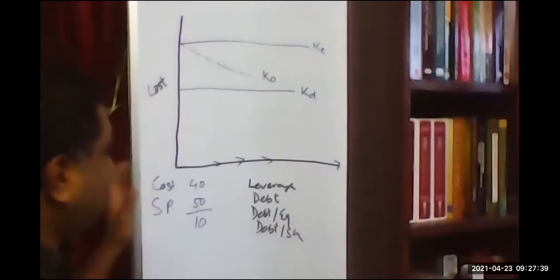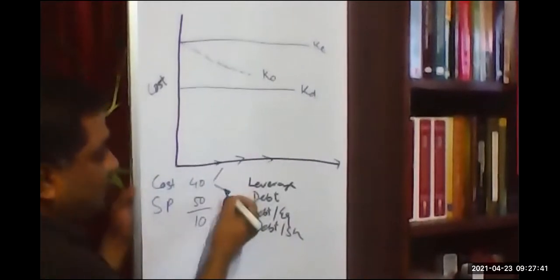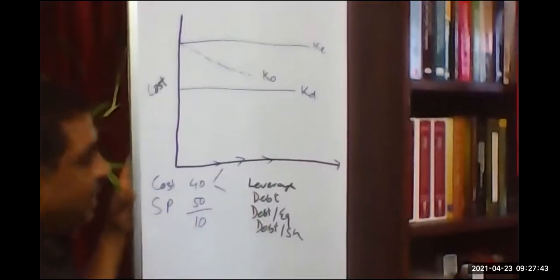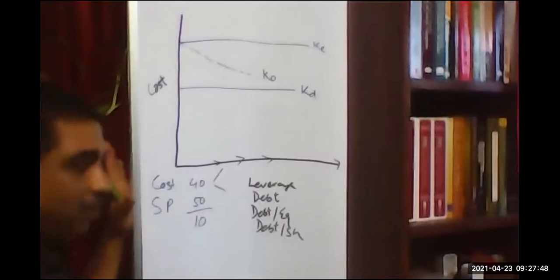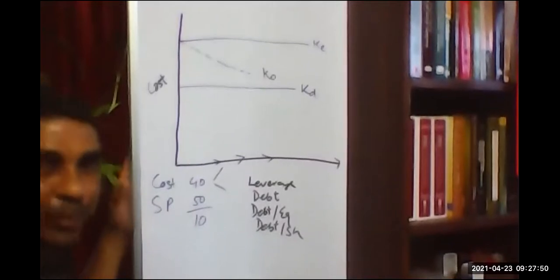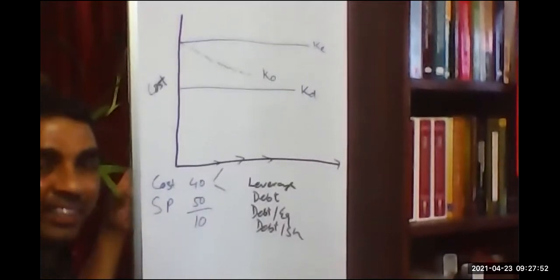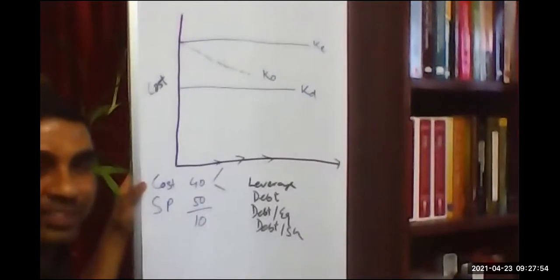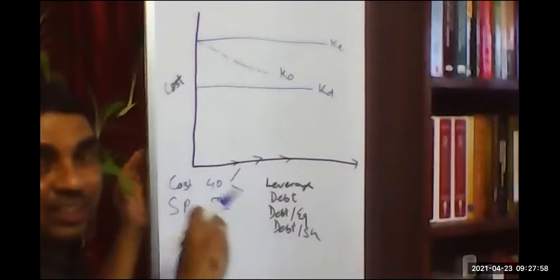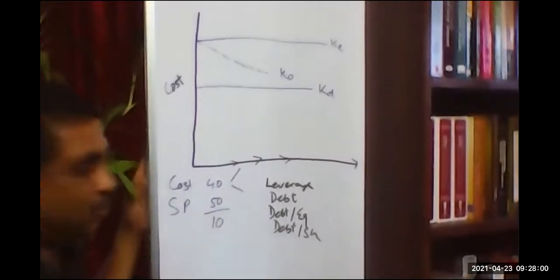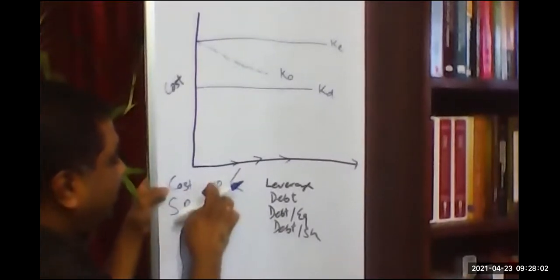Now let us say he's changing the cost by changing the structure. How is he changing it? He's adding more potato and less cauliflower. Possible? Cauliflower is like equity. It is costlier. Potato is cheaper, like debt. He's reducing cauliflower, adding potato. So this 40 may become 30.